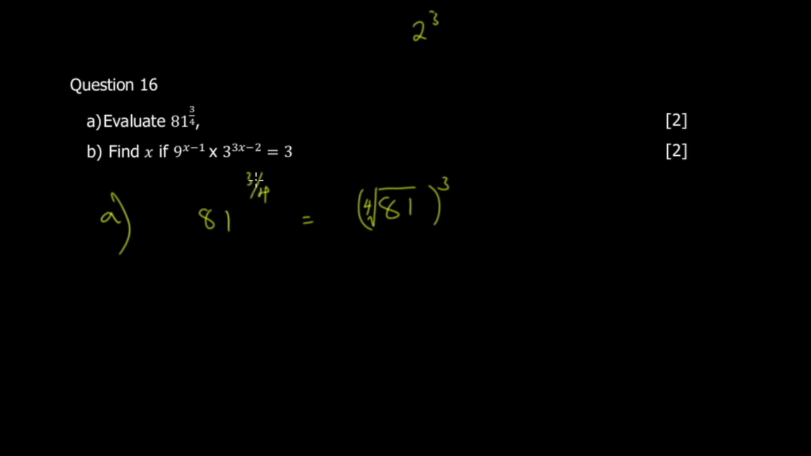Here it's also the same thing. We take this as a power just because it's the numerator, and then this one should be the root, because it's the denominator. So the fourth root of 81, you should know it's 3. 3 by 3 is 9, by 3 is 27, by 3 you get 81.